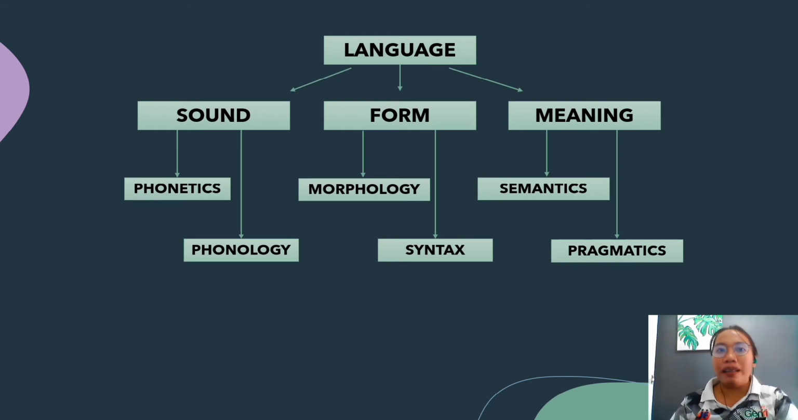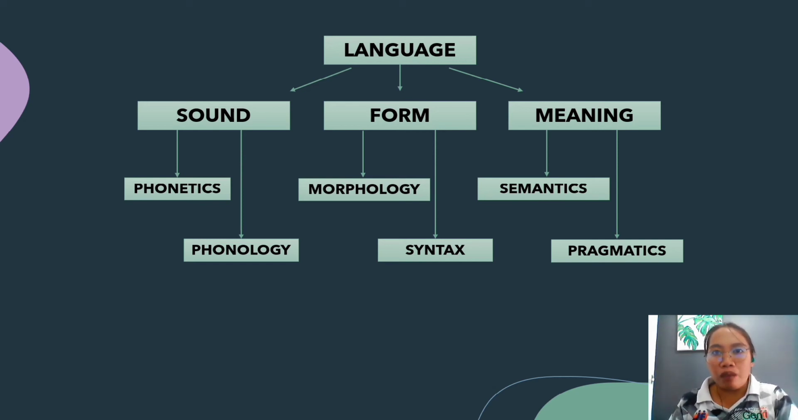As we know, language is divided into three components, the first of which is sound, the second is form, and the third is meaning. The branch of linguistics that studies sound is phonetics, and the other one is phonology. Under form are words, phrases, and clauses or sentences. The branch of linguistics that studies words is morphology, and the branch that studies phrases and clauses is called syntax.